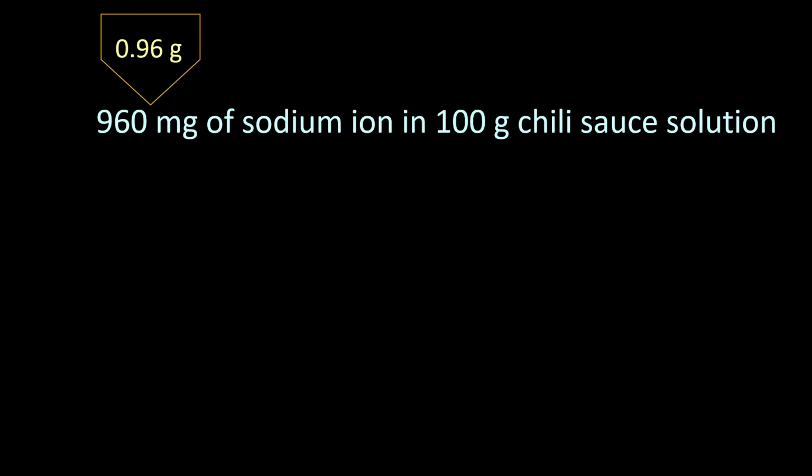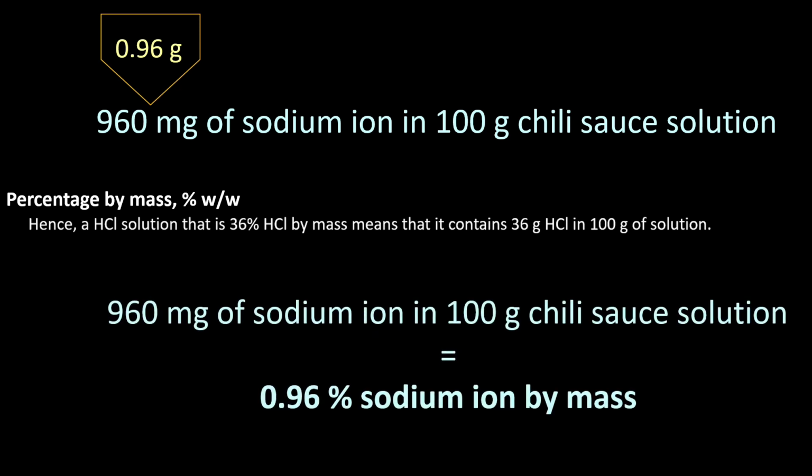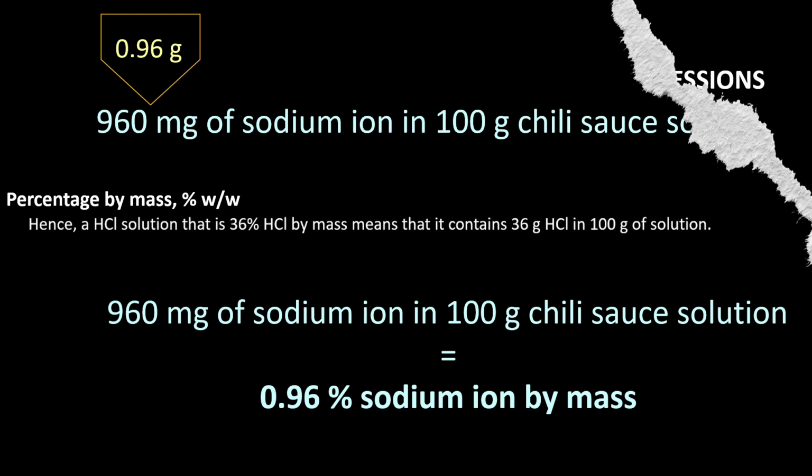In my solution concentration expressions video, I explained that in an HCl solution, if there are 36 grams of HCl in 100 grams of solution, it basically means that there is 36% of HCl by mass in the solution. So 960 mg of sodium ion in 100 grams of chili sauce solution also means that there is 0.96% sodium ion by mass in the chili solution.